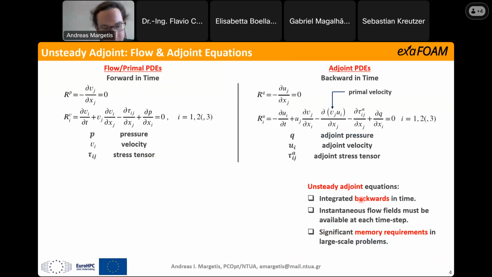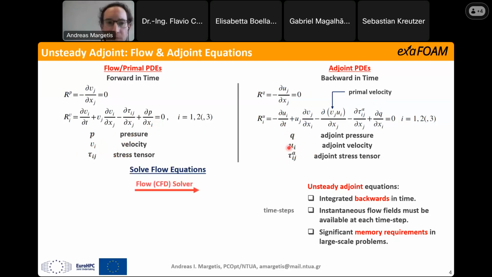My intention is not to focus on tedious mathematical equations. Allow me, however, to show you the governing flow equations on the left and their adjoint counterparts on the right. I've chosen the simplest subset of equations, assuming that the flow is laminar, to avoid unnecessary complexity. P stands for the pressure, V for the velocity, and τ is the stress tensor. Whereas on the right, you can see the notation that we are using for the corresponding adjoint variables.